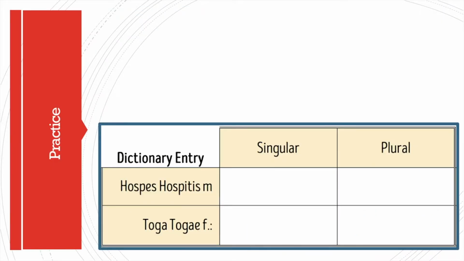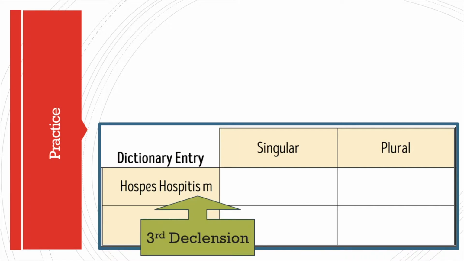We'll go over how these are used in a little bit, but right now what I want you to do is just try the practice for all of these. We've got hospes, hospitis. I know this word is third declension because it ends with an IS. If you don't know this, I highly recommend you going back and watching the noun dictionary entry video and the noun chart video. Okay, so third declension, which means I drop that IS to find my stem.